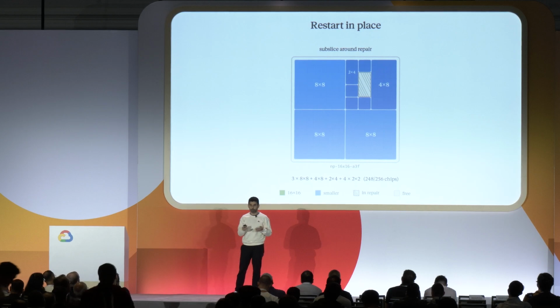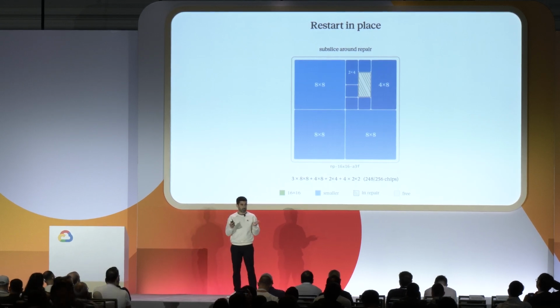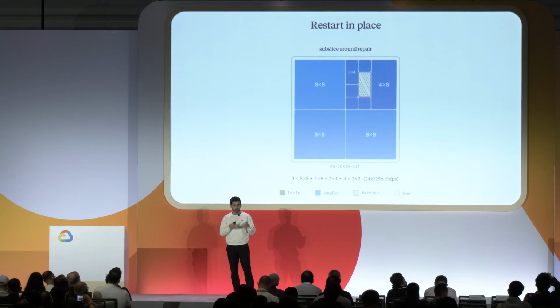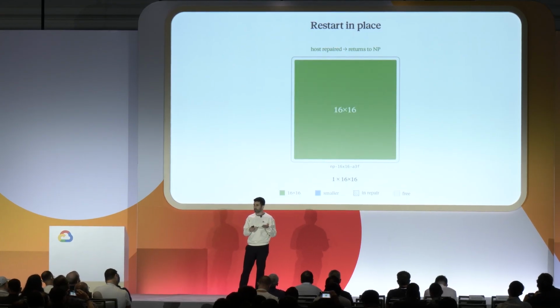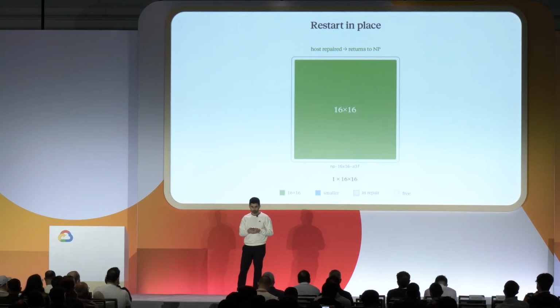So we wouldn't have to go through node pool operations, which are somewhat slow. And instead, we can now combine the feature that we just described, sub-slicing, with restarting in place to use that node pool to its max availability. Once that host was ready again, we can reuse it as a 16x16 as intended with a static node pool.